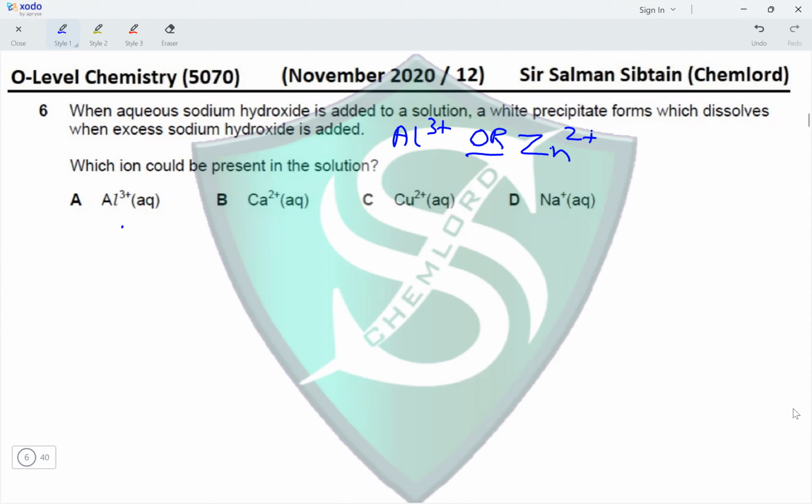Aluminum ion? Yes. Calcium? No. Copper? No. Sodium? No. Calcium would give a white precipitate which would not dissolve in excess. Copper would give a blue precipitate which would not dissolve in excess. And sodium does not give a precipitate. So this makes option A the correct option for this question.